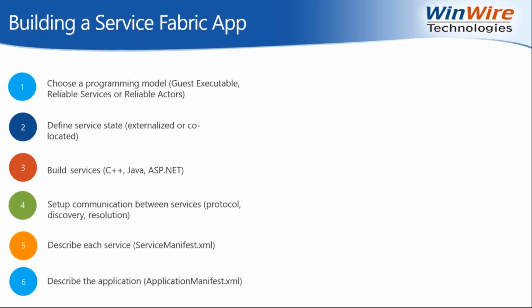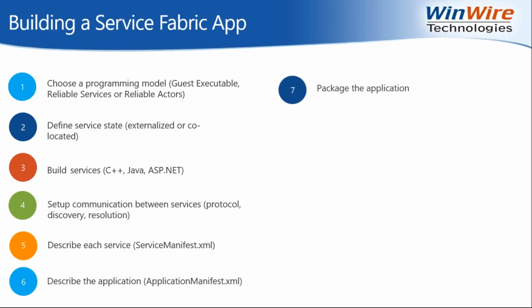And then you describe each service and each application. There is one application composed of multiple services, so you describe each service and the application. How you do it is in a service manifest file or an application manifest file, which we will take a look at in the next slide.